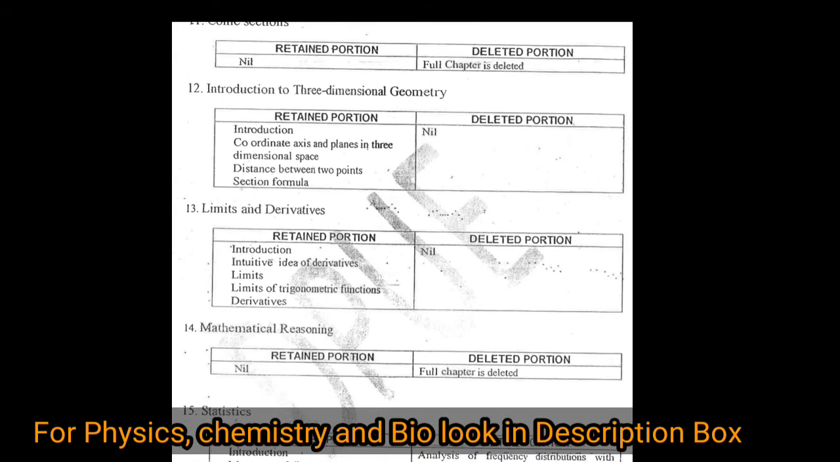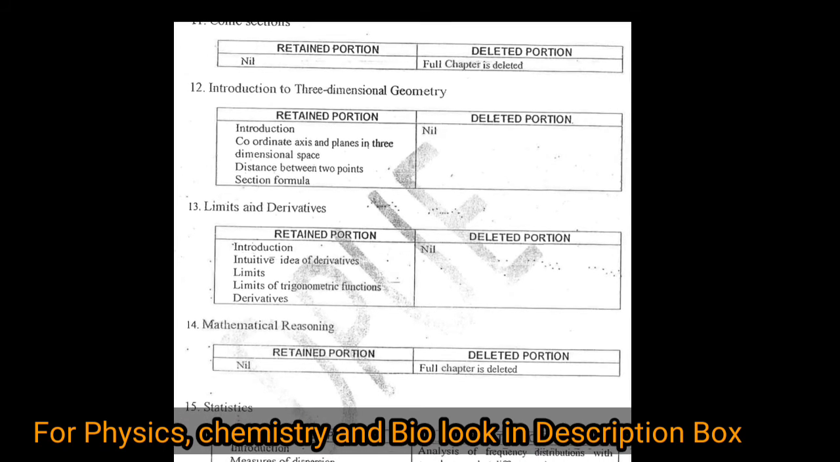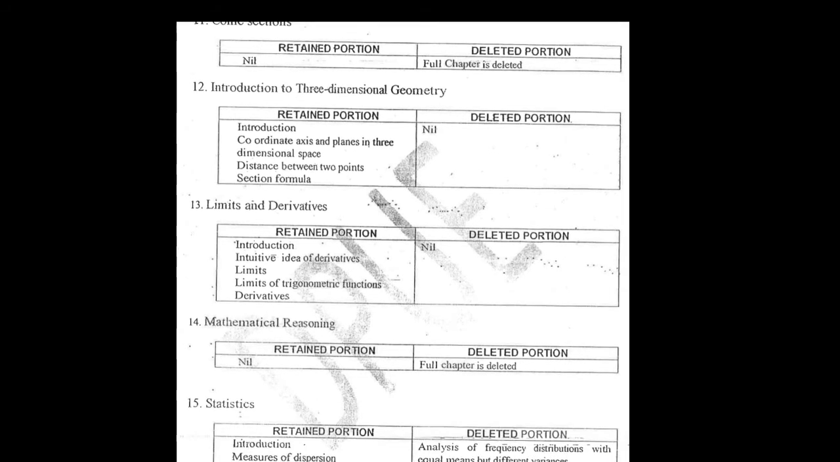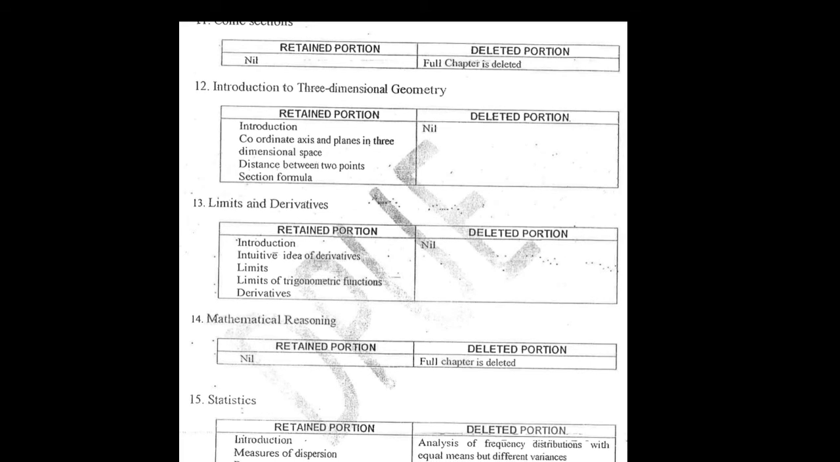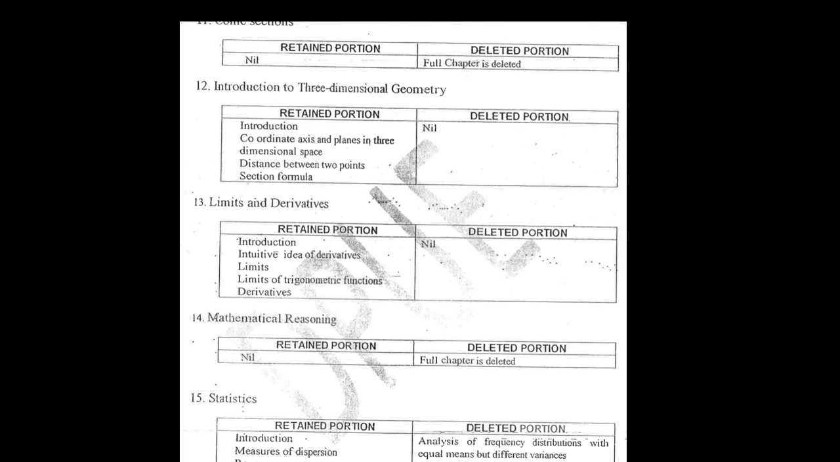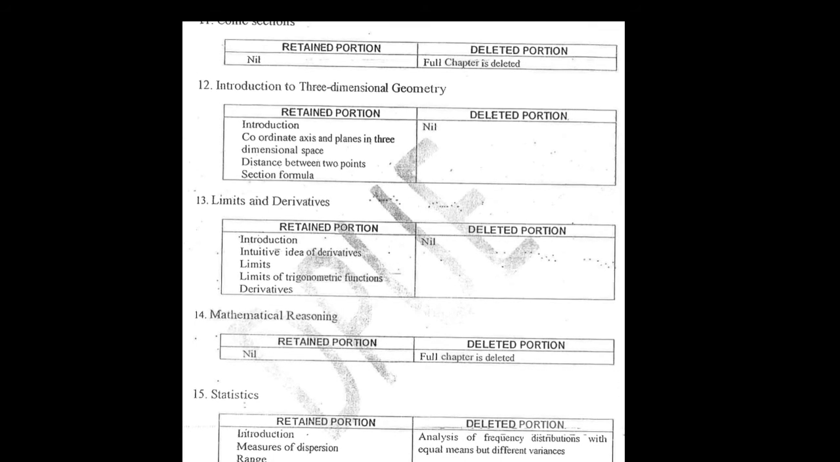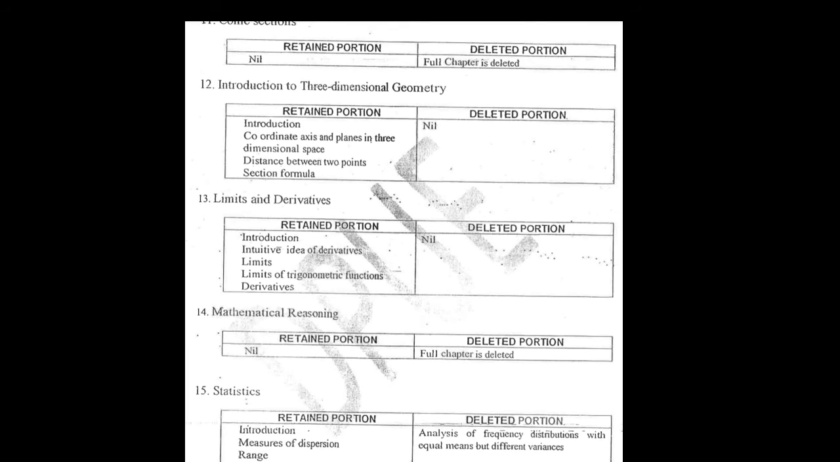Then coming to mathematical reasoning, that chapter, the full chapter is deleted. Next statistics, if you see, analysis of frequency distribution with equal means but different variance. So equal means different variance, that is related to the completely last exercise, that information is not necessary. Normal variance, standard deviation, mean deviation, how to find that and all, it is there in the retained portion.